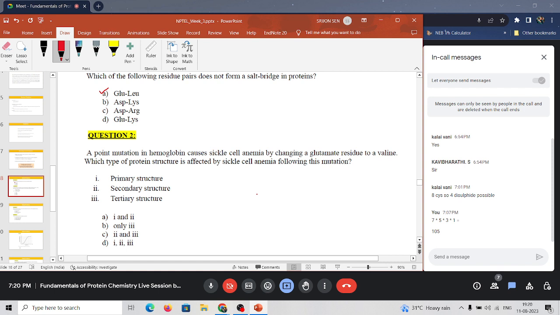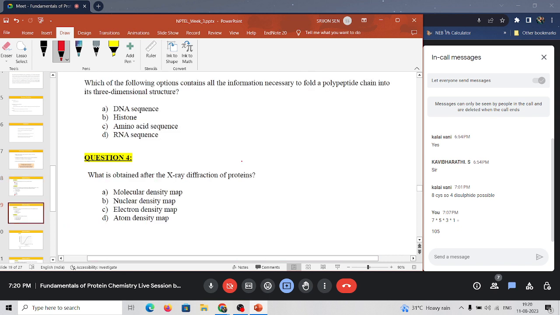What about the primary structure? Yes, the primary structure is also getting affected because the glutamate residue is being converted to a valine. So there is a change of amino acid, there is a change of information. So because of that, primary structure is also affected, the secondary structure is affected. So how does the tertiary structure get affected? An ionic residue, or say an acidic residue, is converted to a hydrophobic residue. So hydrophobic interactions might increase because of that. So there is a change in the tertiary structure as well. So because of that, 1, 2, 3 are all correct. So there will be change in the primary, secondary and the tertiary structures. Okay, I guess that is clear.